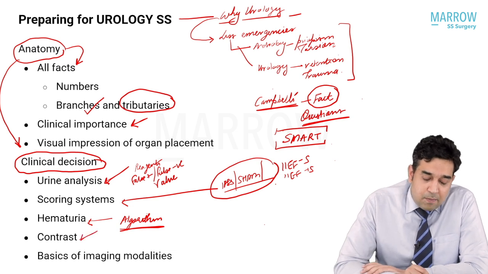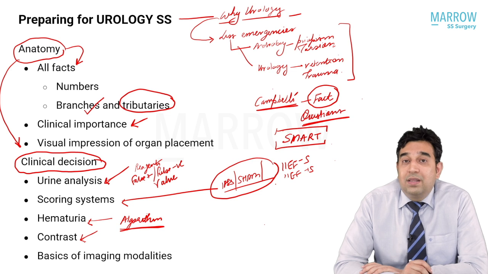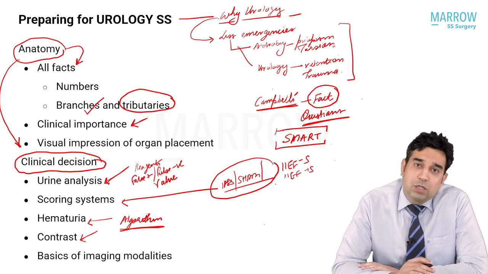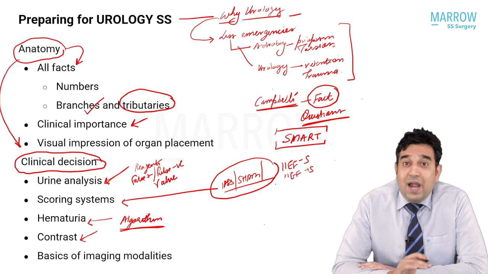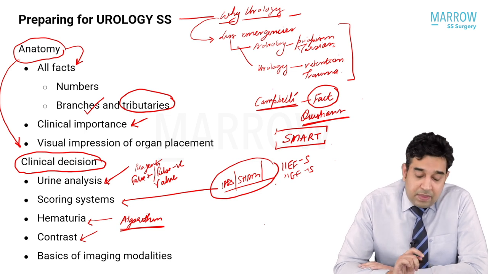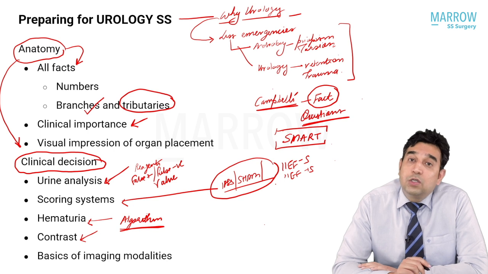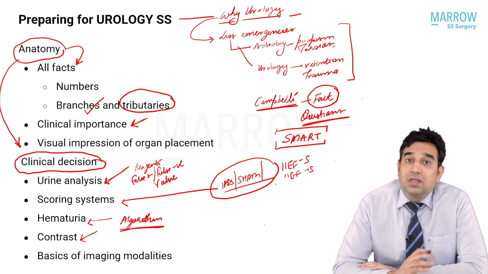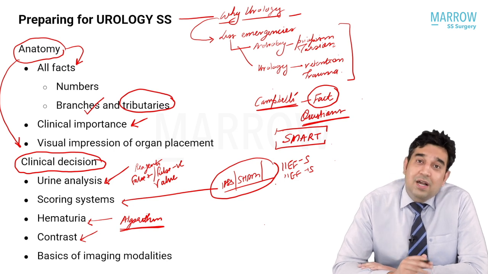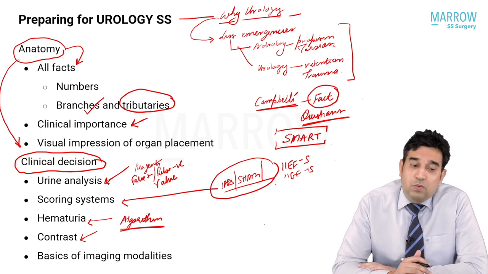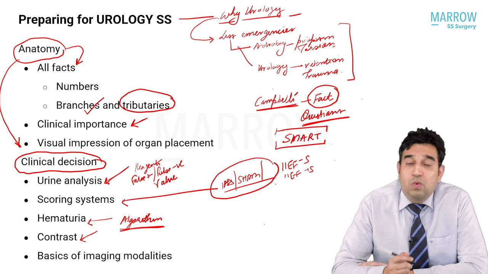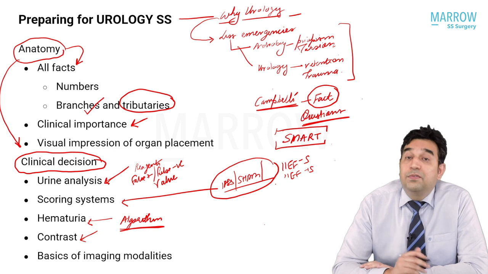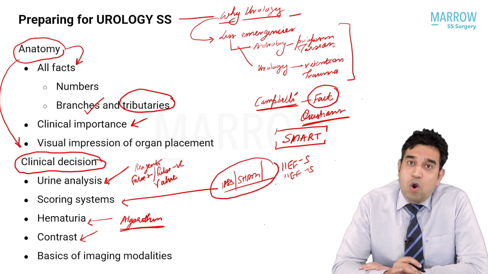Then a lot of questions also come from contrast, because there are facts around contrast: where to use the low osmolar, where to use high osmolar, iodine based, non-iodine based, ionic, non-ionic, and also how to deal with contrast reactions. When can we safely give contrast? What are the side effects of contrast? What is the creatinine level at which we can't give contrast? What is nephrogenic systemic fibrosis? What is the clearance required? Is MRI with contrast safe? These are some of the questions commonly asked around contrast.